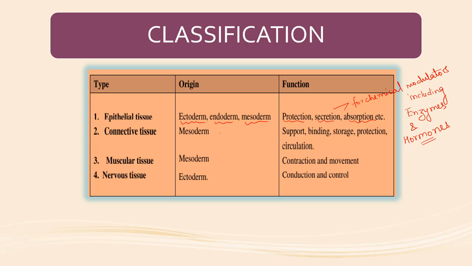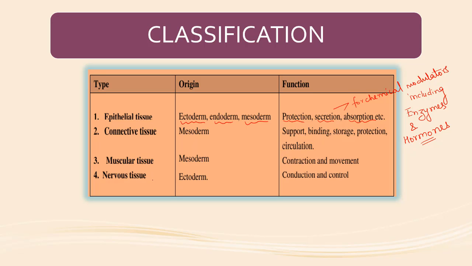So epithelial tissue is ectodermal or mesodermal or endodermal in origin. Main function is protection, secretion and absorption of chemical modulators like enzymes and hormones. Okay, understood?